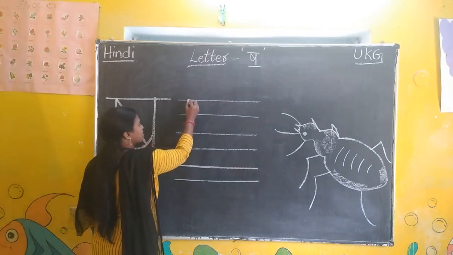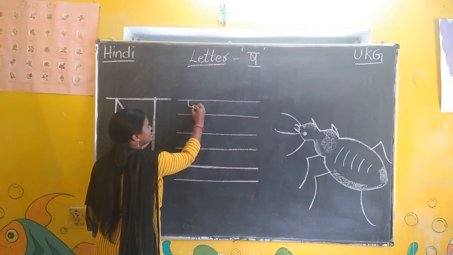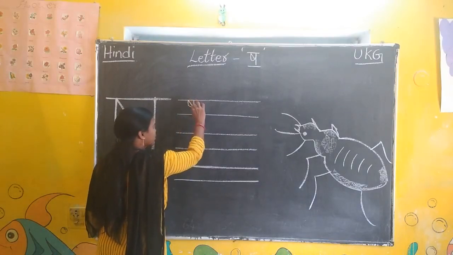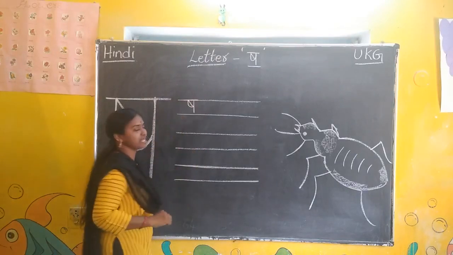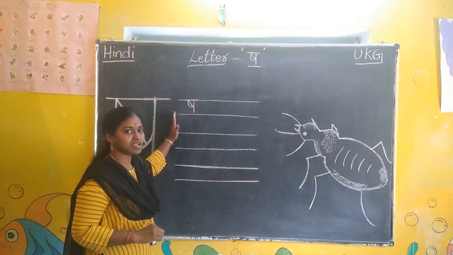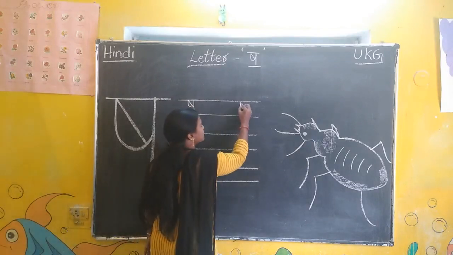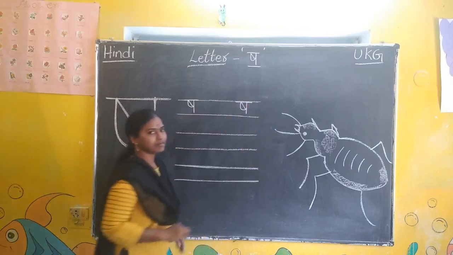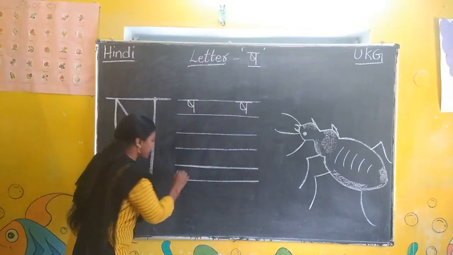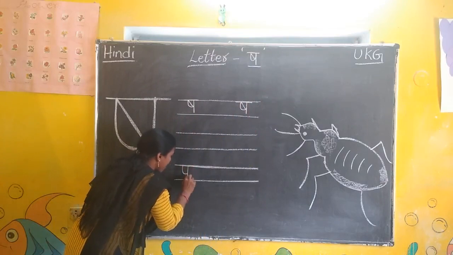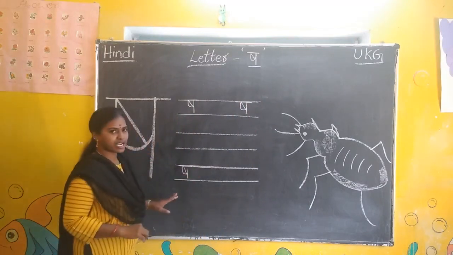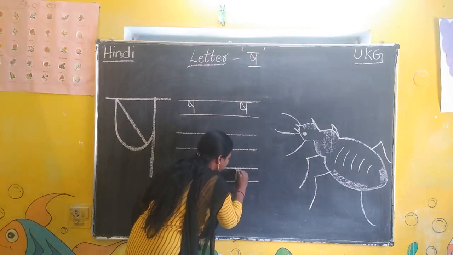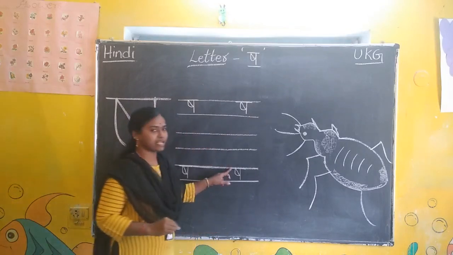In lines we will practice now. Look here. Touch the line and write. First you have to write like this. And standing. In between a slanting line. Here a sleeping line. This is letter sha. Yes, good. Once again. Sha se Shatpad. Okay. Now leave this line and write in the next line. Sha. Sha se Shatpad. Okay. Touch this line and write.